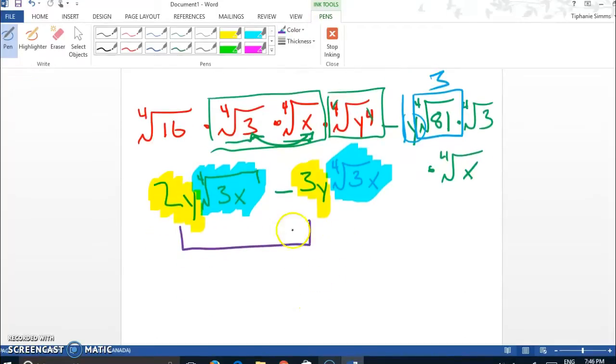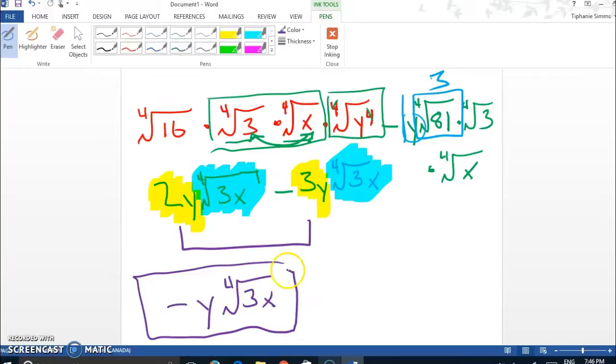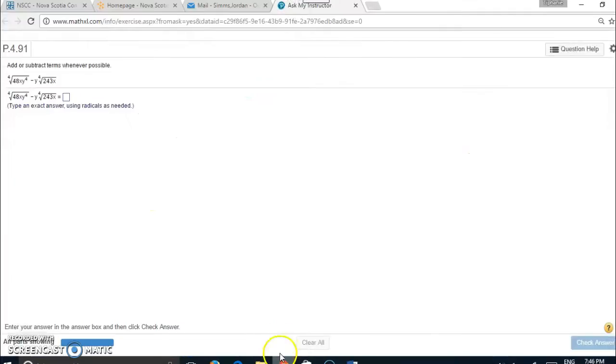So I'm going to subtract. That's going to give me negative y, because 2y minus 3y is negative 1, and it's way sexier if you don't write the 1. And then I will just put on that fourth root of 3x. So that should be our answer right there. Negative y times the fourth root 3x.